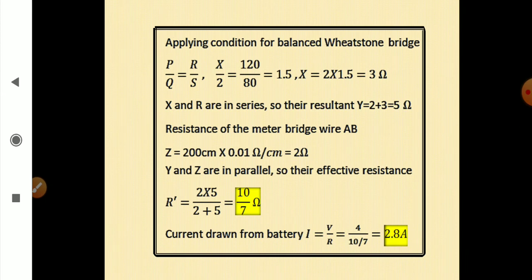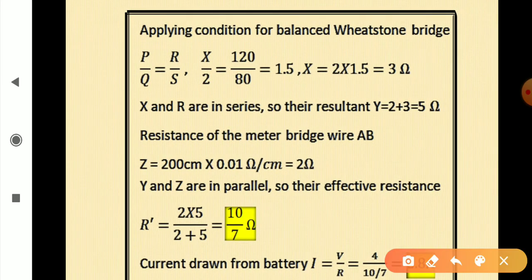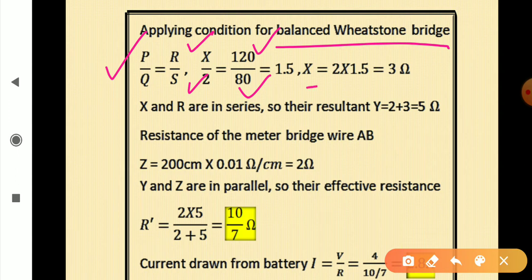Okay, so let's see how we do it. Now, since no current is passing through the galvanometer, it is a balanced Wheatstone bridge. So applying the condition, P upon Q is equal to R upon S. Now P is equal to X, Q is given to be 2 ohm. Now X की साइड में है 120 सेंटीमीटर, 2 के लिए है 80 सेंटीमीटर, and the ratio comes out to be 1.5, and then X is equal to 2 into 1.5 or 3 ohm.